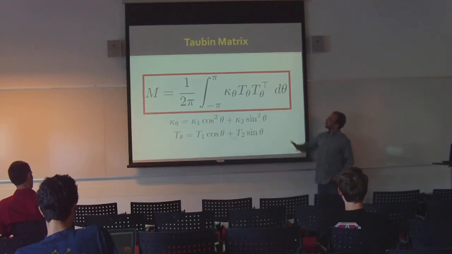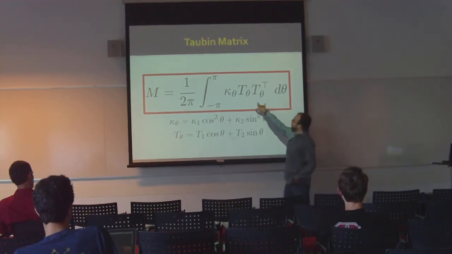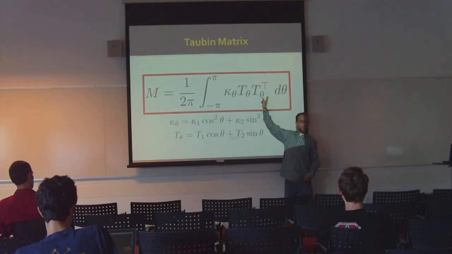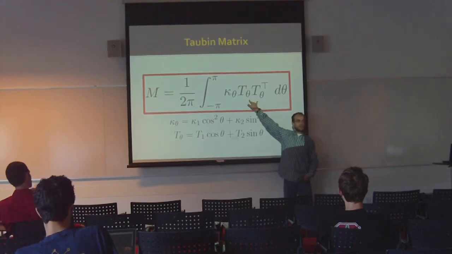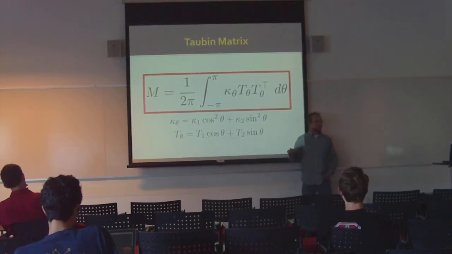And I can define this funky matrix, which is what Taubin defines, and which we also sometimes use in differential geometry, where you take the outer product of T with itself. Notice that T is 3 by 1, right? So what is this product? It's 3 by 1 times 1 by 3, so this is a 3 by 3 matrix. Or 2 by 2 if you think of yourself in tangent space, it doesn't really matter.